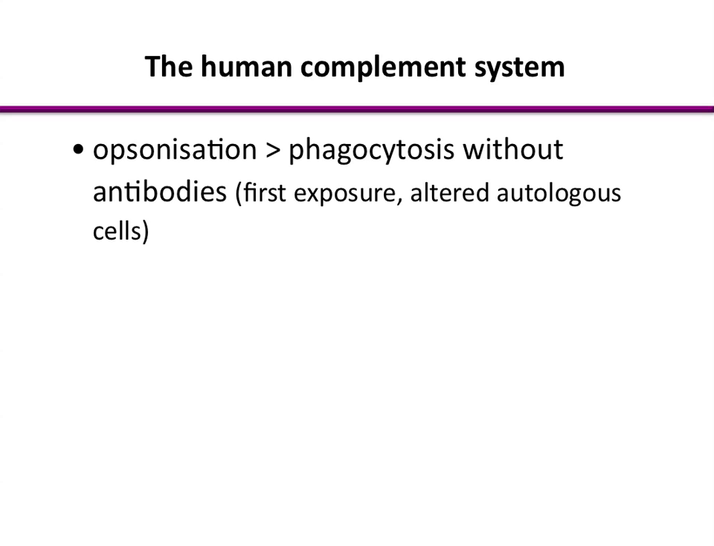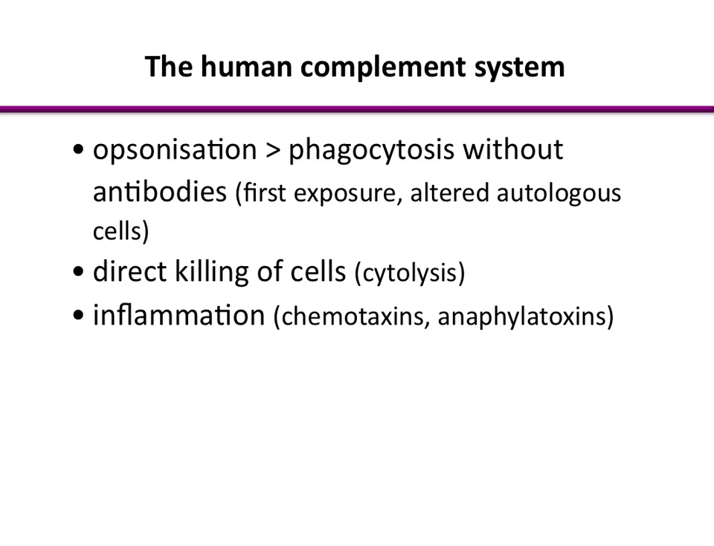And it's basically the only way that phagocytes can phagocytose something without antibodies. And this is crucial in the case of first exposure and in altered autologous cells where we don't want host responses. It's capable of direct killing of cells, cytolysis, but this only works on gram-negative bacteria and host cells, virus-infected host cells, and malignant cells. It's definitely capable of inflammation, and the complement activation pathways lead to production of chemotaxins and anaphylatoxins.